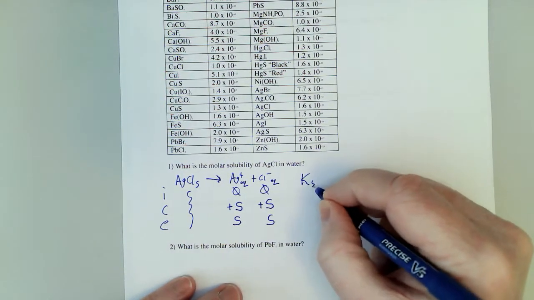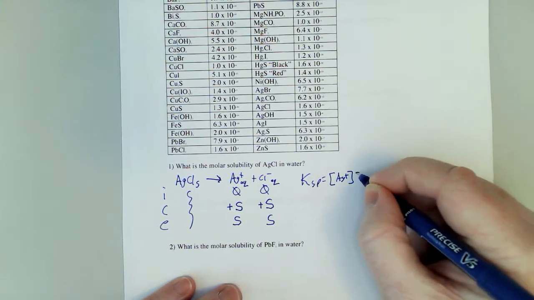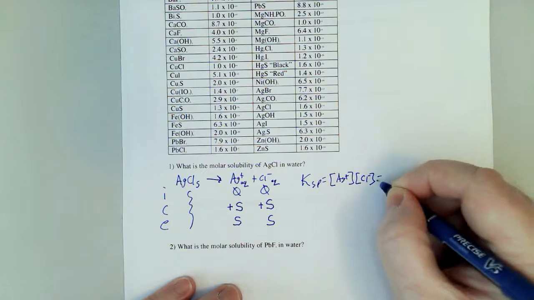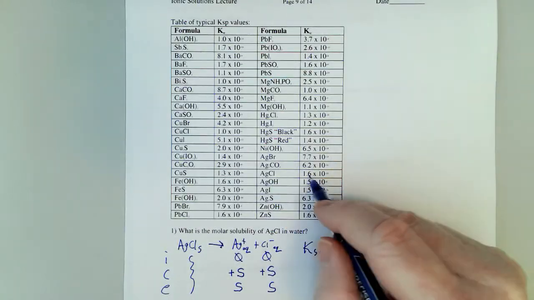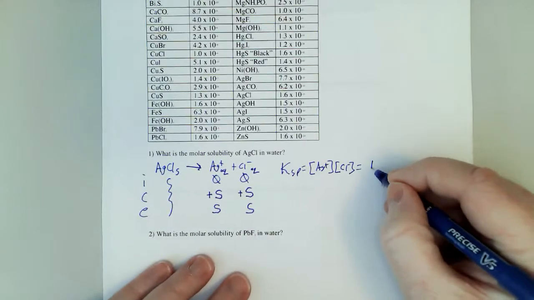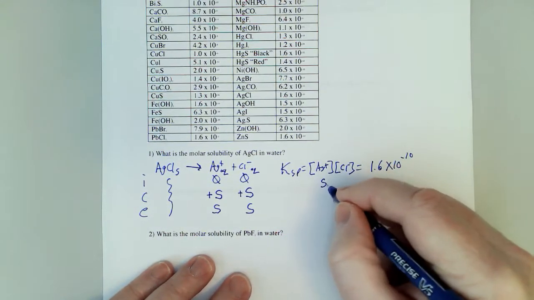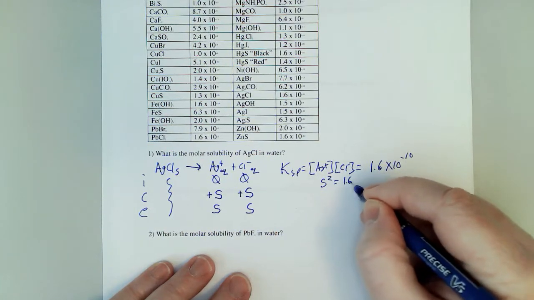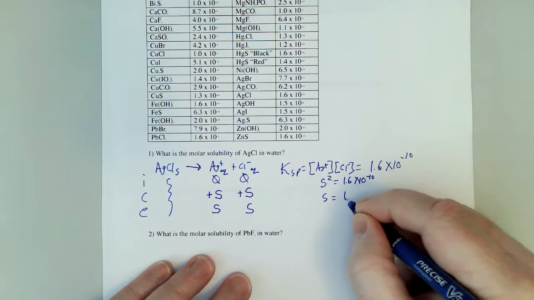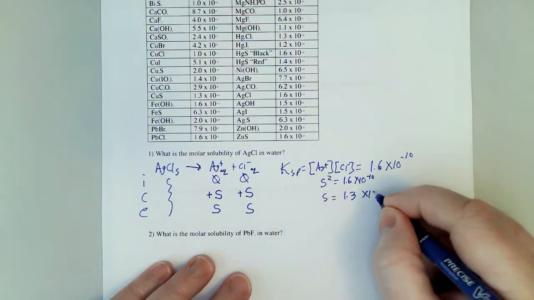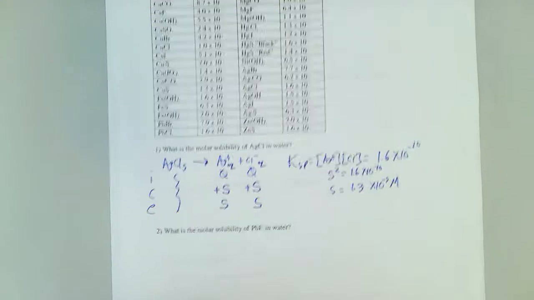Now the Ksp for this is equal to the Ag+ times the Cl-, which equals, I look it up in the table, okay, silver chloride 1.6 times 10 to the negative 10th. So S squared is 1.6 times 10 to the negative 10th, or S equals 1.3 times 10 to the negative 5th molar.